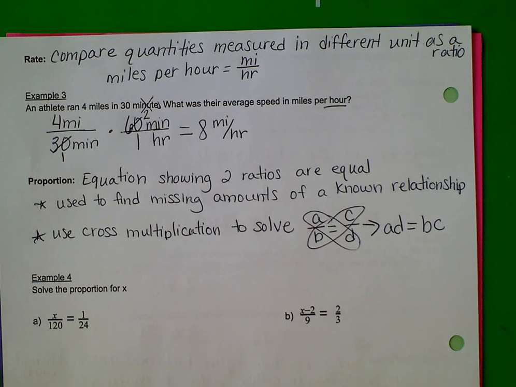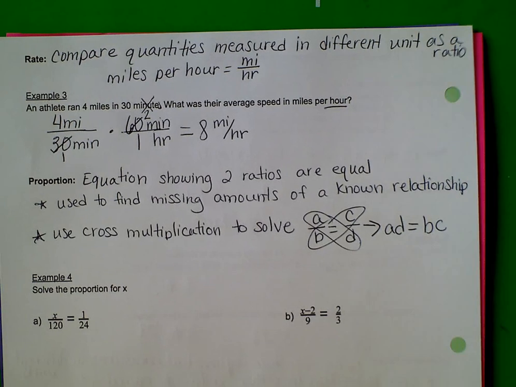So example 4. Let's solve. So we're going to multiply diagonal. So I have 120 equals 24x. So as I'm talking, just try to follow along here.